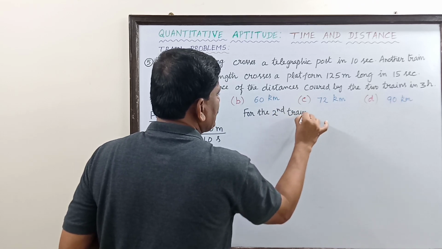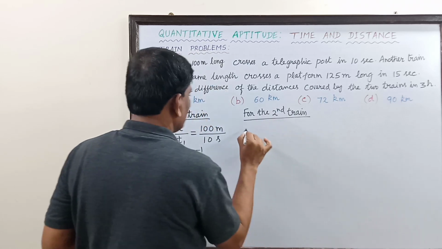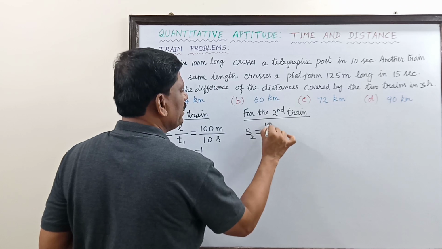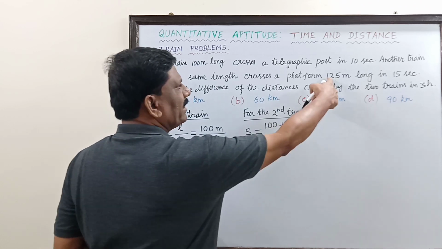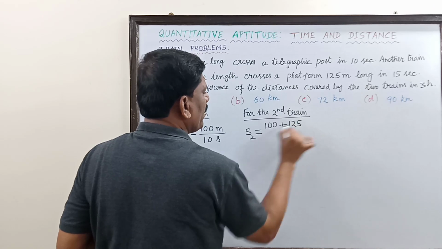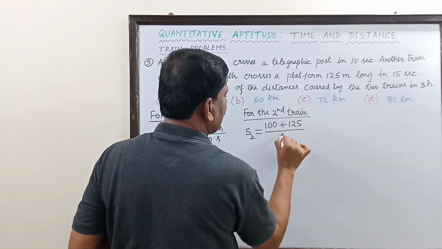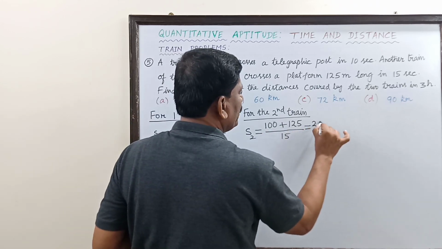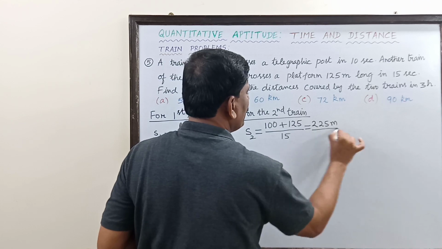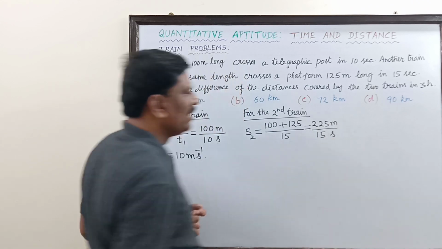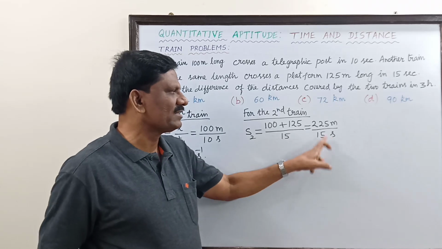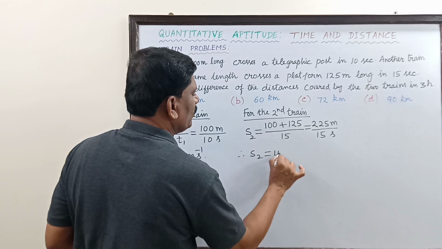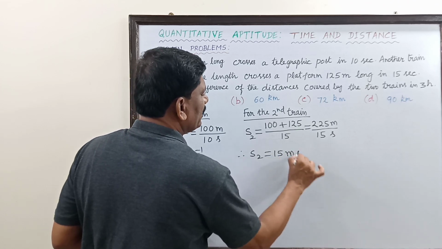Okay? And now for the second train. It is also having the same length only. Therefore, the speed of the second train is equal to distance travelled, equal to the length of the train plus the length of the platform, 100 plus 125, divided by 15 seconds. So this is 225 meters divided by 15 seconds. Now 225 is a square number, 15 square. So I can write the speed of the second train is equal to 15 meters per second.